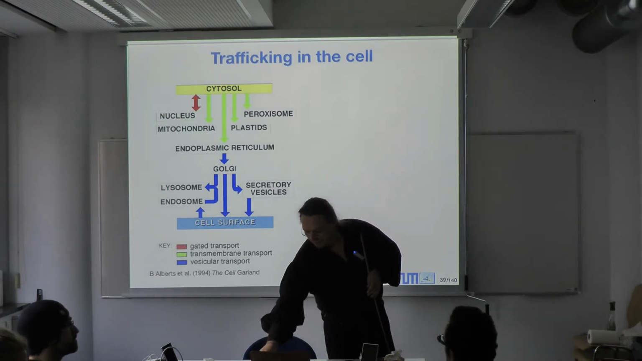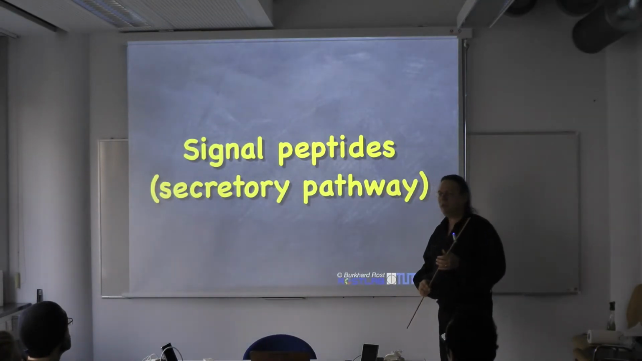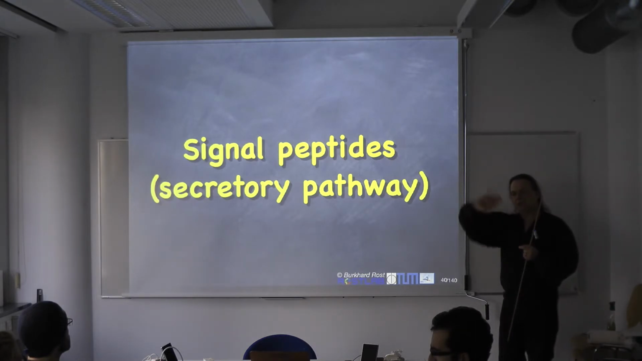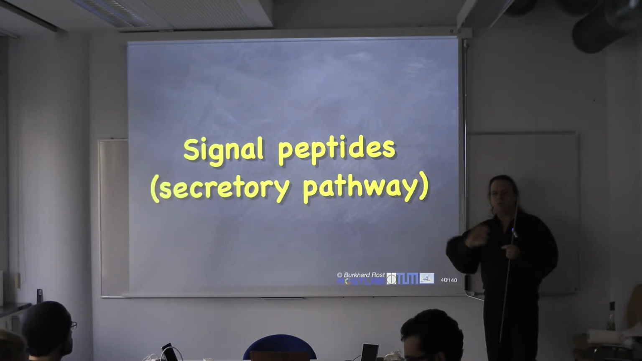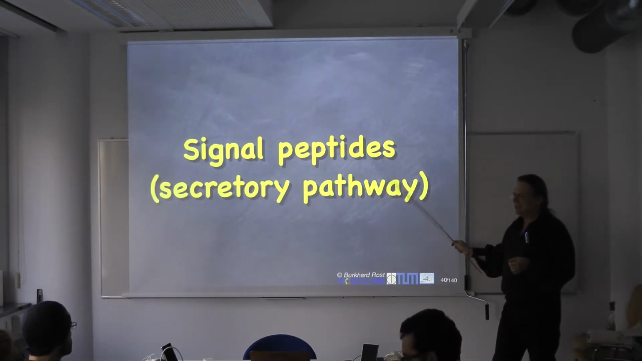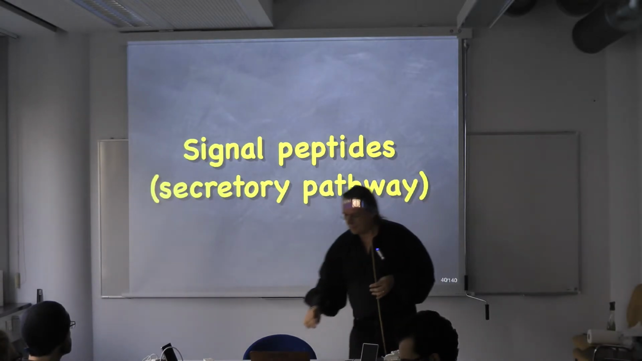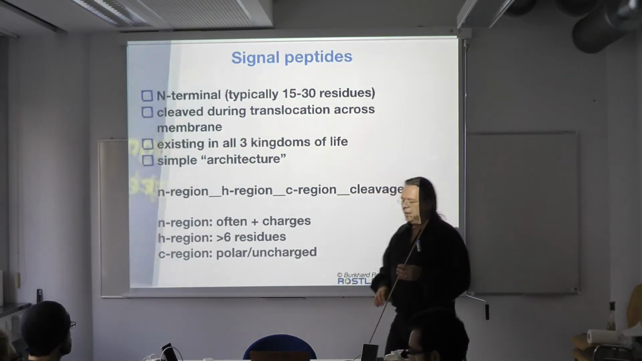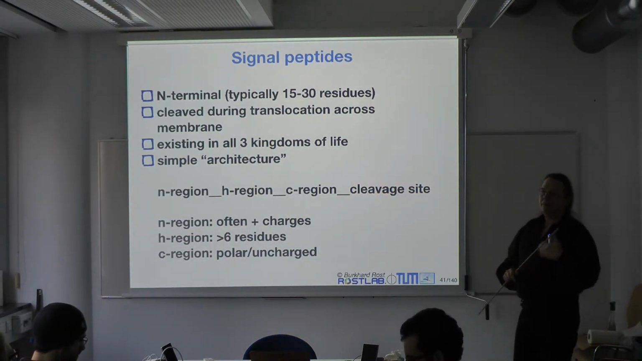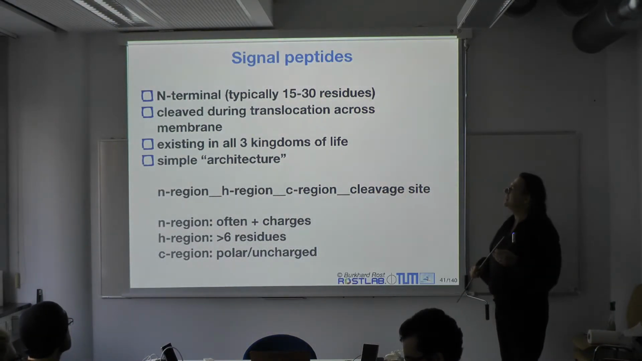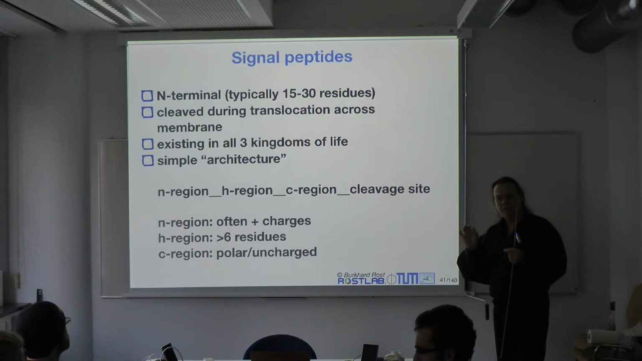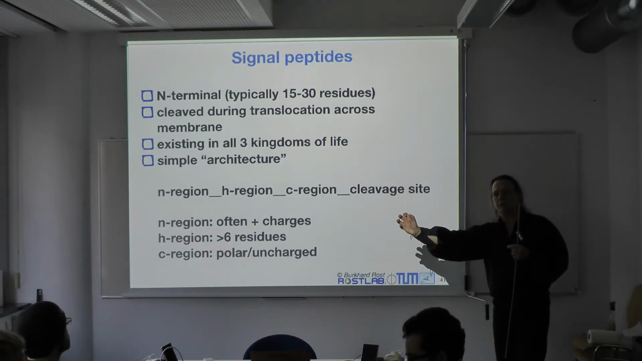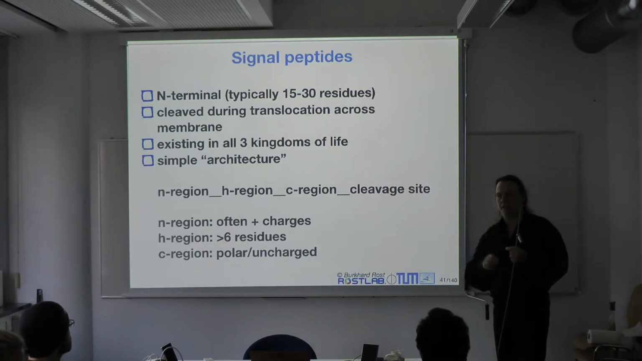And typically they are considered the secretory pathway because many of the proteins that are put outside the cell are processed along this path. This pathway, and there are signal peptides. Now, signal peptides are essentially motifs that are recognized by another protein that transports that protein toward the outside of the cell.